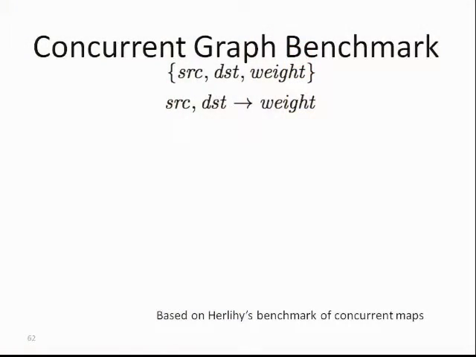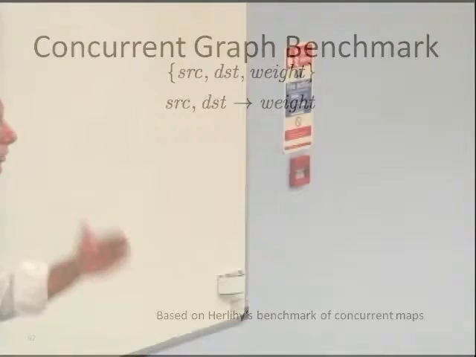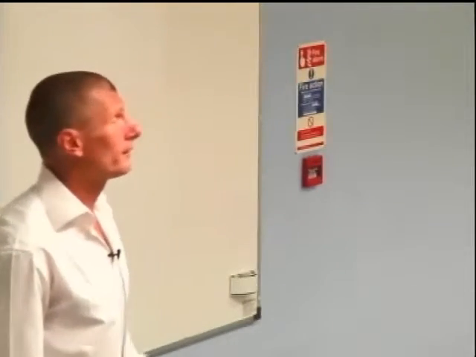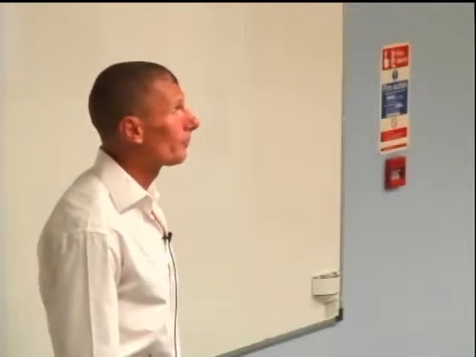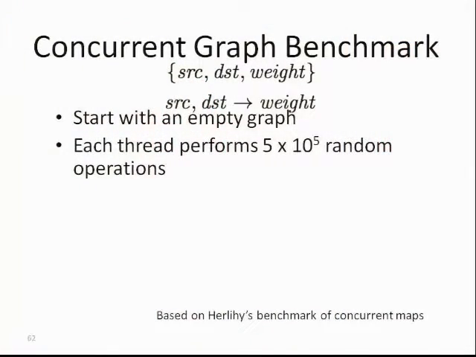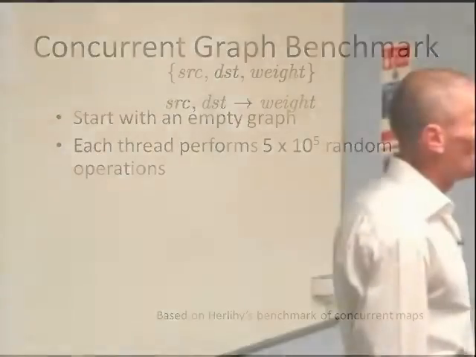For example, I'm going to show you just simple data. The paper has more. This is a synthetic benchmark. It's a graph with source, destination, and a weight, and you start with an empty graph. This was proposed by Nir Shavit and Maurice Herlihy. It's a synthetic experiment to check a data structure.